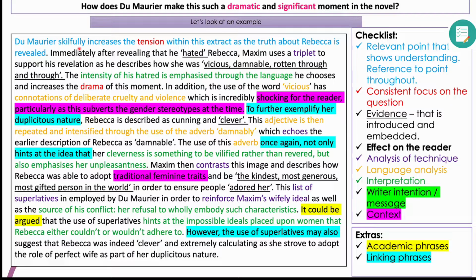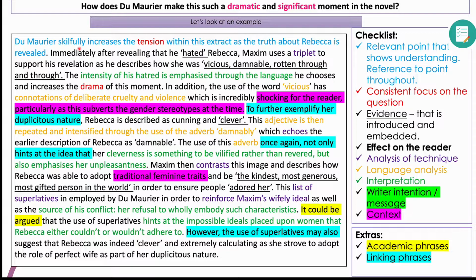Du Maurier skillfully increases the tension within this extract as a truth about Rebecca is revealed. So you already know that that's my first point. It shows that I've got a good understanding of what's happening, but also this is what I'm proving. I'm proving that the tension is being increased, and I'm also linking it to the truth about Rebecca. Immediately after revealing that he hated Rebecca, Maxim uses a triplet to support his revelation, as he describes how she was vicious, damnable, rotten through and through.